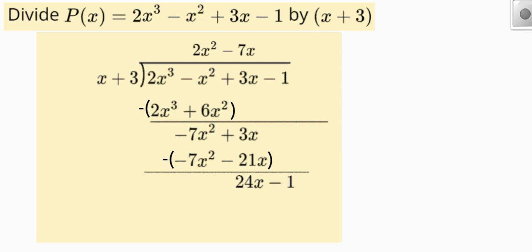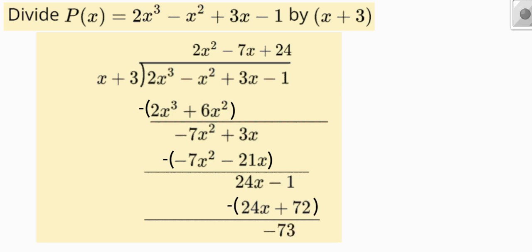Bring down the negative 1. Once again, what do we times x by to make the 24x? It'll be 24. Notice when we do it this way, all the x squareds are lined up, all the x's and all the constants. It is important if I'm dividing with 2 terms here, I start writing my answer 2 terms in. And that way it's a check to make sure all the places are correct. So now I multiply the x plus 3 by 24, and I'll get 24x plus 72. I'm going to take all that away, and I end up with negative 73, which is our remainder.